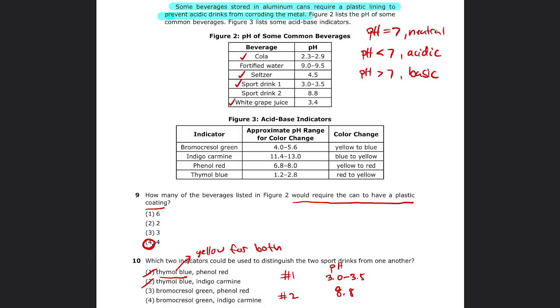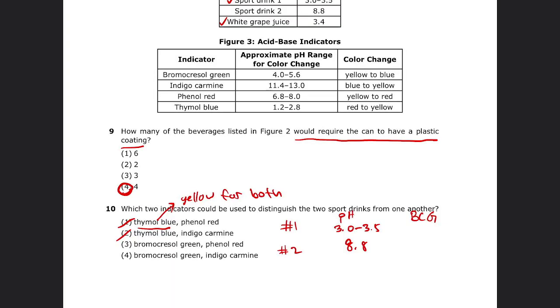Moving along to number 3, bromocresol green. Bromocresol green, if it is below 4.0, it will be yellow. So for sports drink number 1, I'm going to add a little more to this table. Bromocresol green is going to be yellow because it's below the color change. And then if we notice here, above 5.6, that's when we're going to be blue. So 8.8 is above 5.6, so that one will be blue. So bromocresol green is definitely good. Then let's distinguish the other ones.